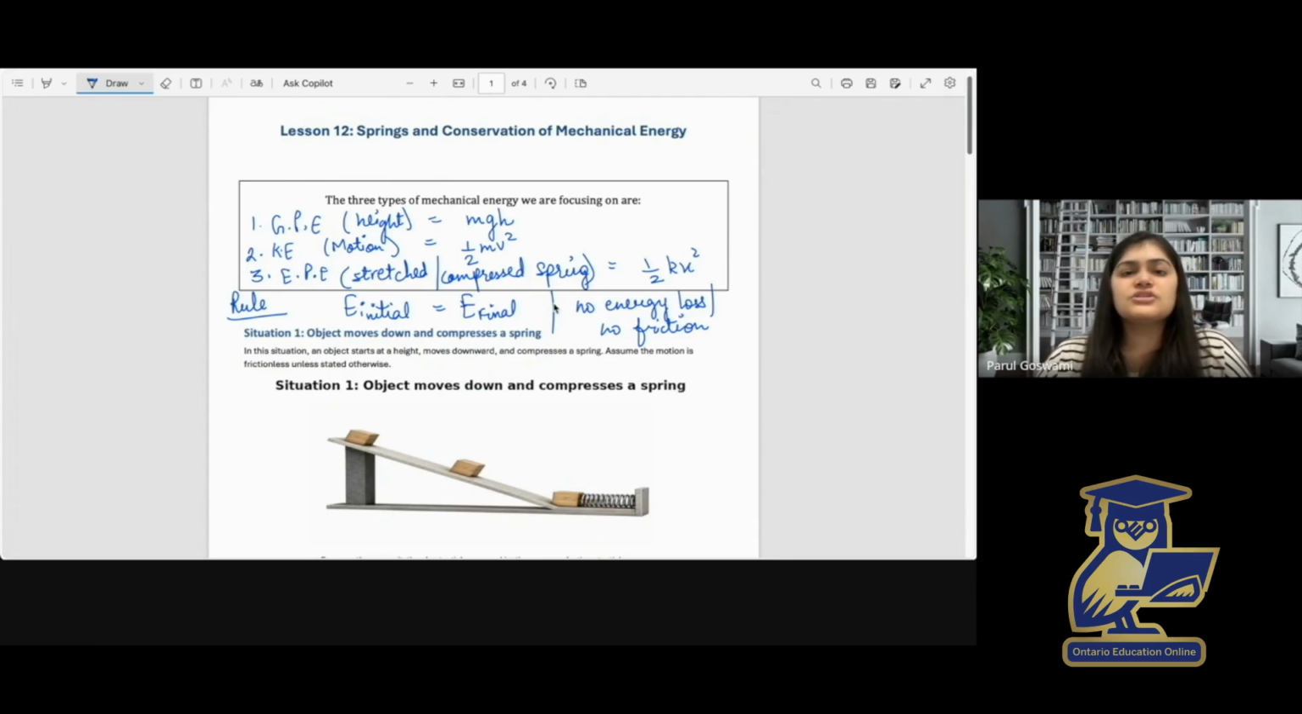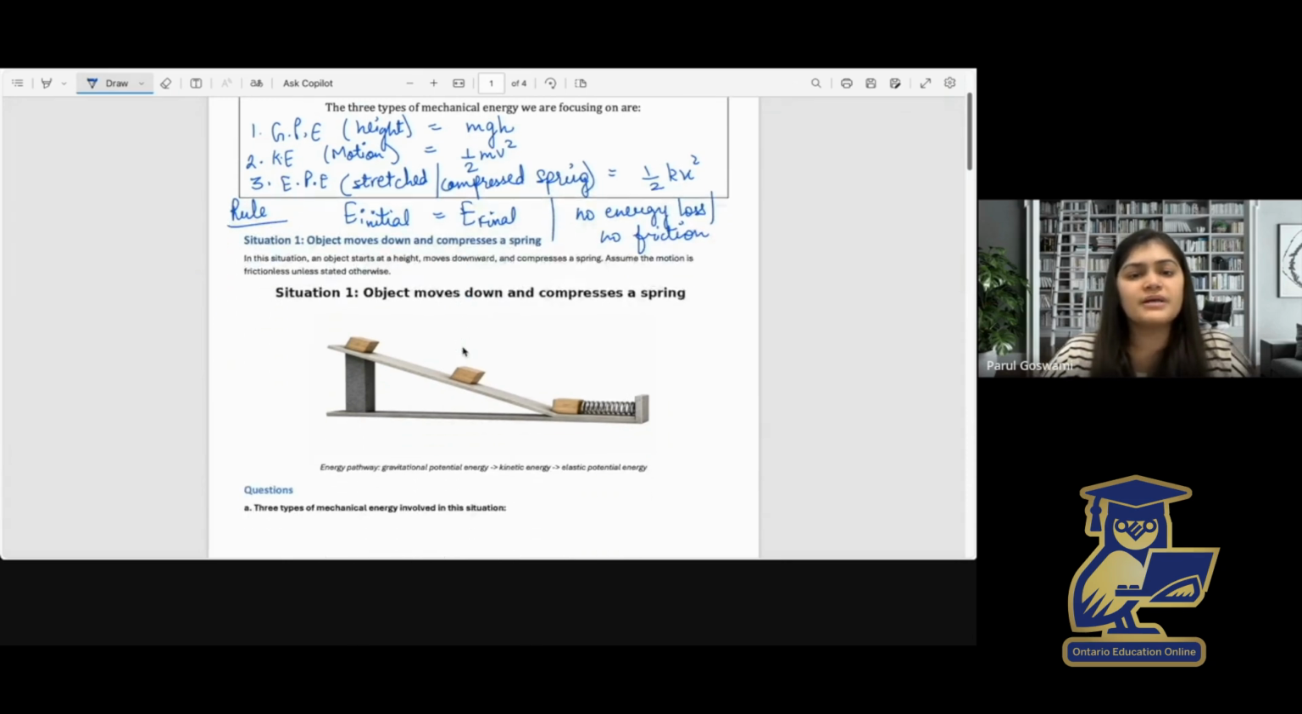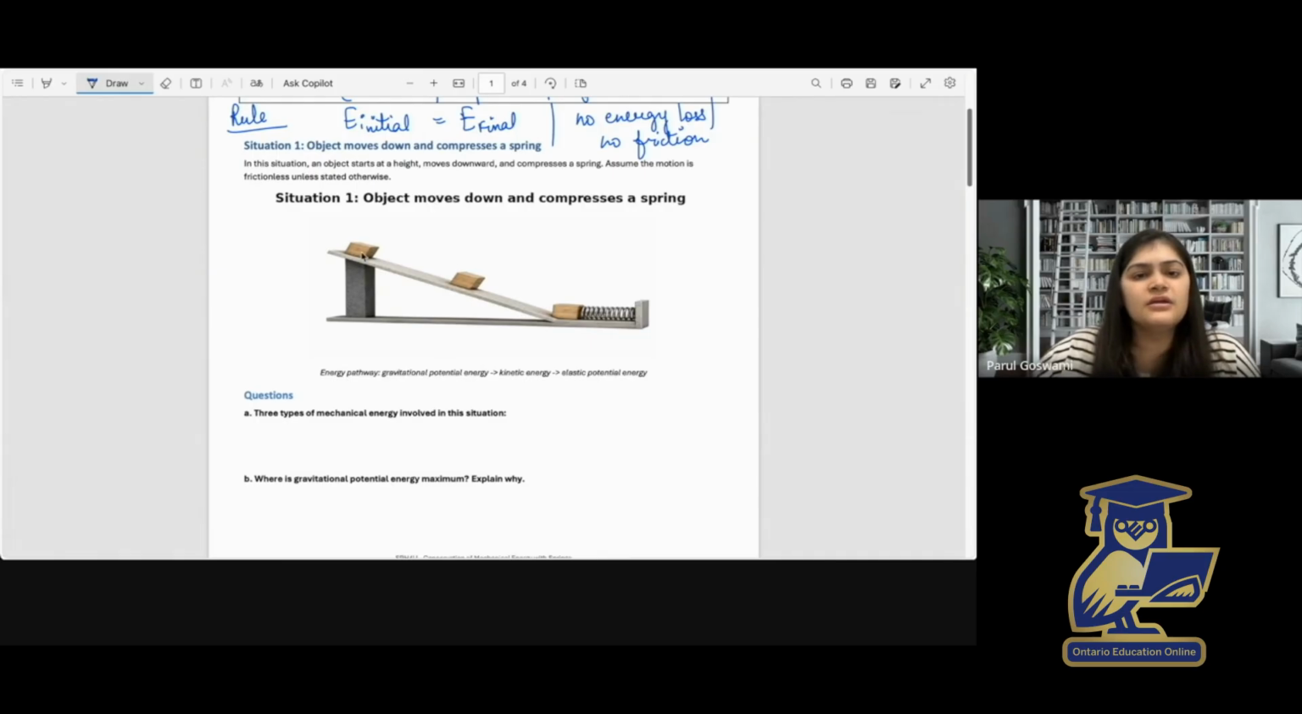In this situation, an object starts from a height, moves down a ramp, and then compresses a spring, as you can see in the diagram. At the beginning, the object is high above the ground. Since gravitational potential energy depends on the height, the object has maximum gravitational potential energy at this point. Let me mark this point as A. At point A, you can see this is the maximum height, so GPE will be maximum.